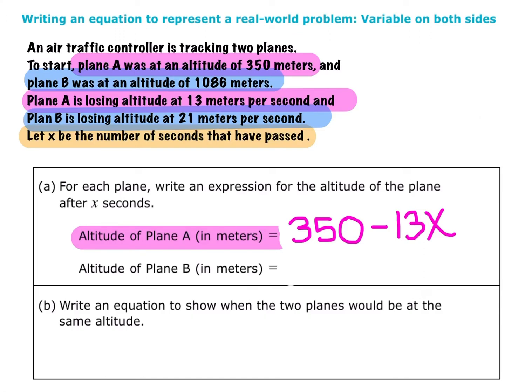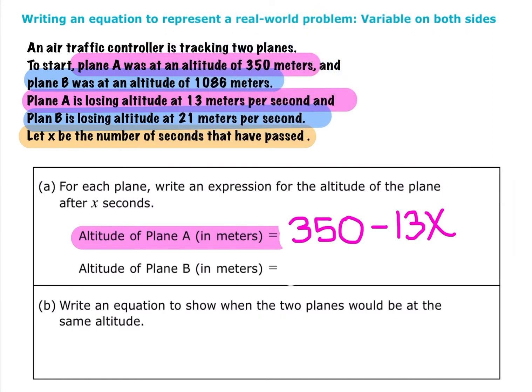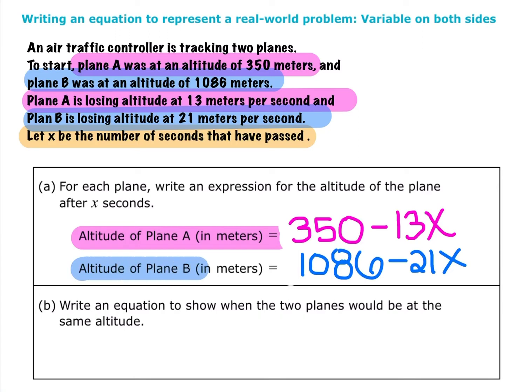So we want to have its starting height or its starting altitude, which was 1,086, and then it's losing altitude, so minus, and then we're going to take off 21 meters every second, so 21 multiplied by the number of seconds that go by. This is the altitude of plane B.